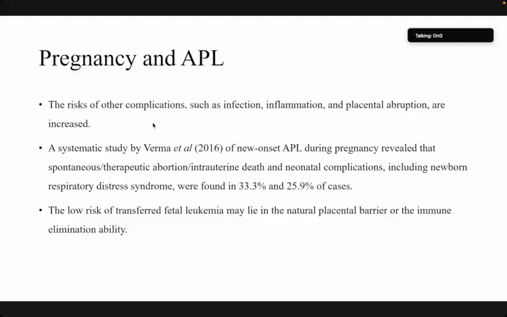A systematic study by Verma et al. of new onset APL during pregnancy revealed that spontaneous or therapeutic abortion or intrauterine death, and neonatal complications, including respiratory distress syndrome, are found in 33.3% and 25.9% of cases. The low risk of transferred fetal leukemia may lie in the natural placental barrier or the immune elimination ability.